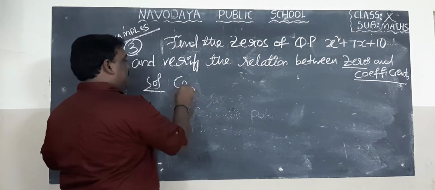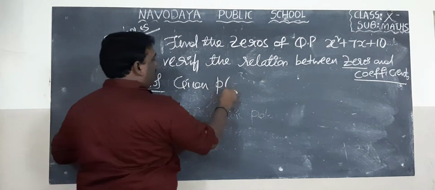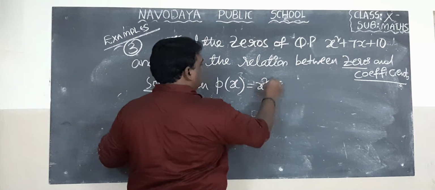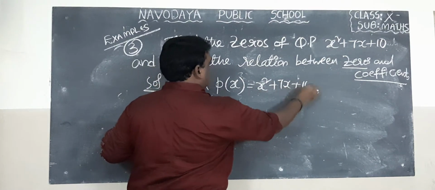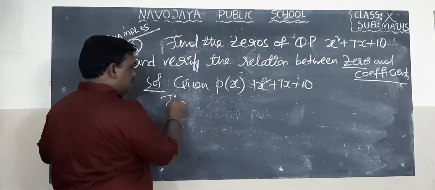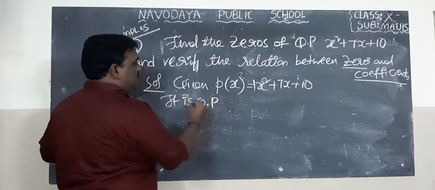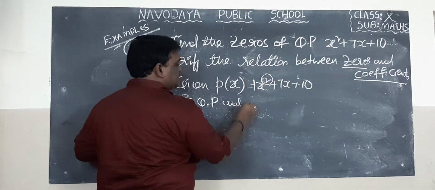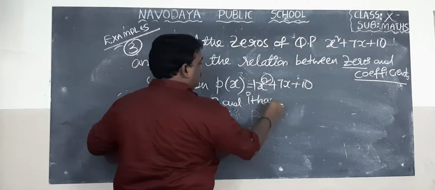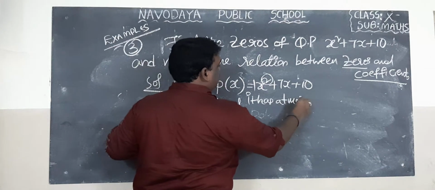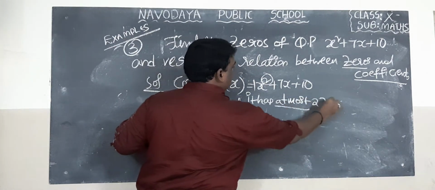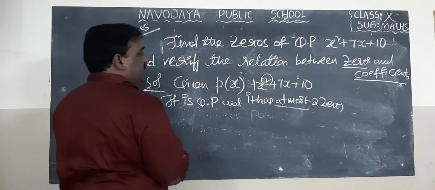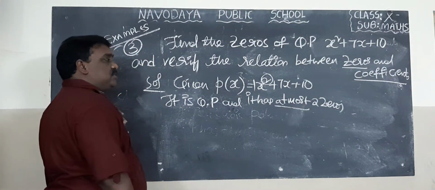Okay. Given, let us take the quadratic polynomial as p of x, given p of x equal to x square plus 7x plus 10. It is a quadratic polynomial, you know the reason: degree 2. And it has at most, that means maximum, 2 zeros.